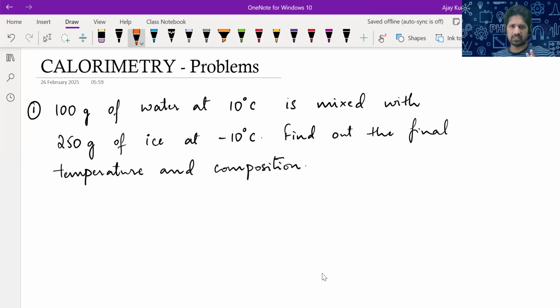You will assume this is an isolated system, so no heat exchange with the surroundings. Ice and water will exchange heat among themselves, that's all. So finally, how much ice will be there, how much water will be there, and at what temperature they will be there. Okay, that is what you have to find out.